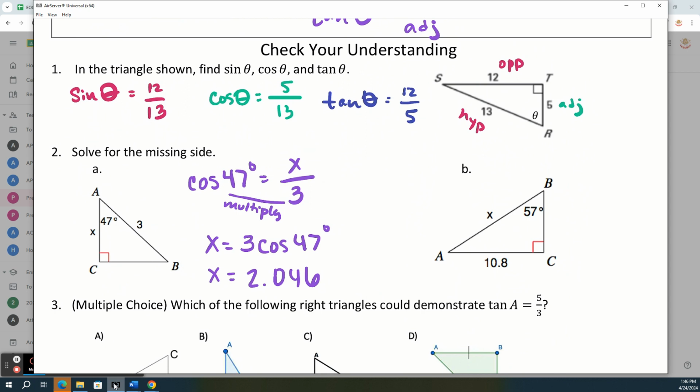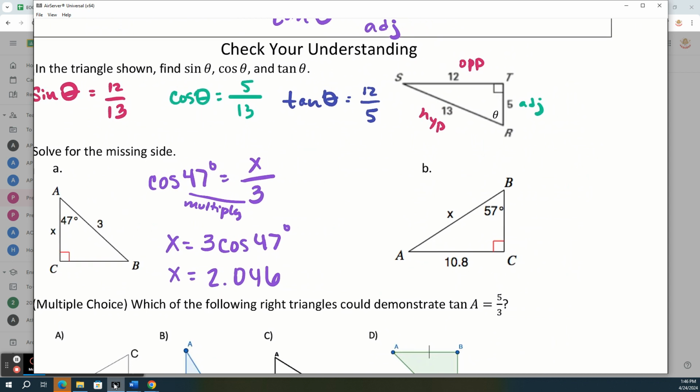Now, I always kind of check myself whenever I'm doing these because I know 3 is the hypotenuse, and like someone said earlier, it has to be the longest side. So if I do this problem and I get that x is like 3.2, I know that's wrong because the hypotenuse has to be the longest side.